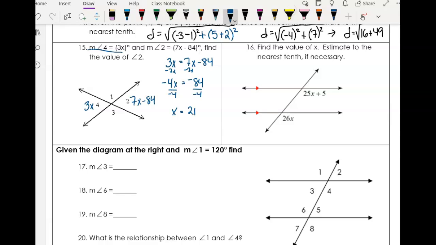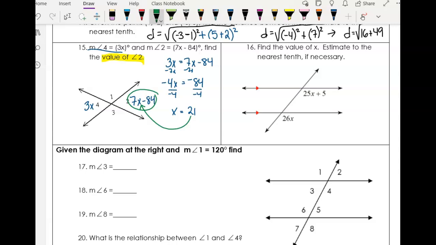Now, go back and double check. Did you do what they wanted you to do? You did some math, but it does not mean that's the answer. They want the measure of angle 2. They don't want just the x value. So we have to take this and plug in 21 for that x value there.